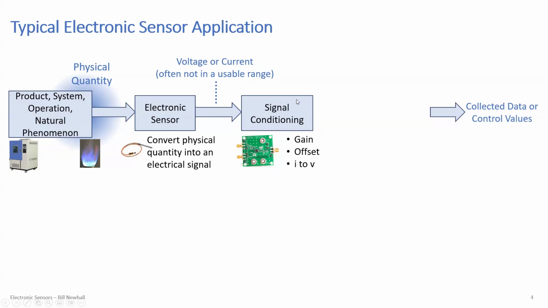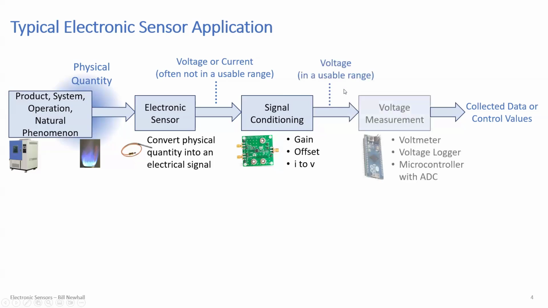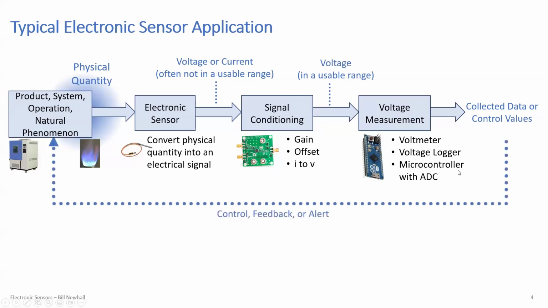Okay, so all of those operations, those functions, I'm calling signal conditioning. And that puts the voltage in what I call a usable range, something that can be measured by a voltmeter or a data logger, like a voltage data logger, or a microcontroller with an ADC that is going to read that voltage and possibly have some kind of feedback control, right, to control the process.